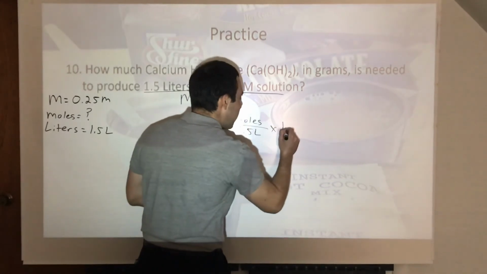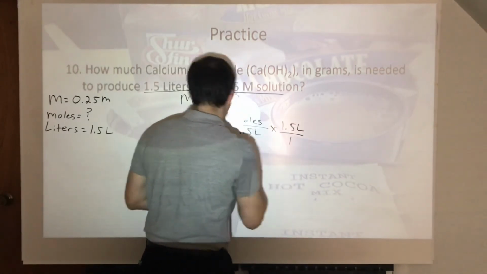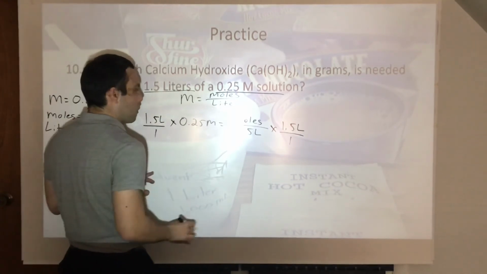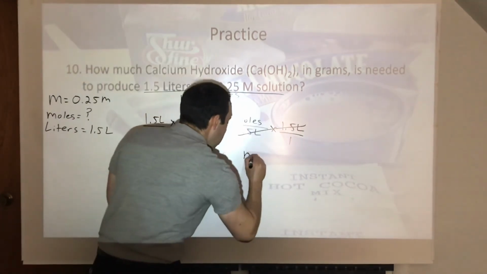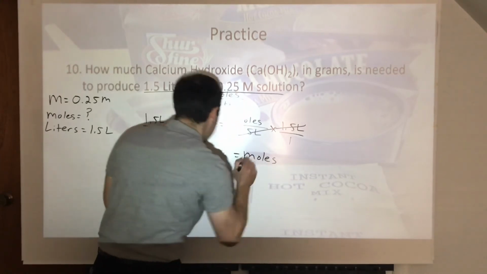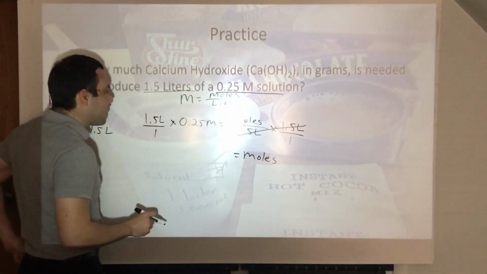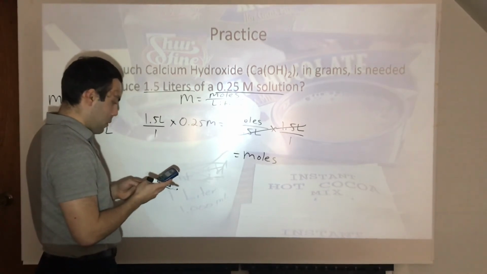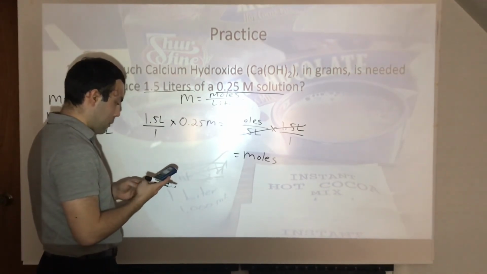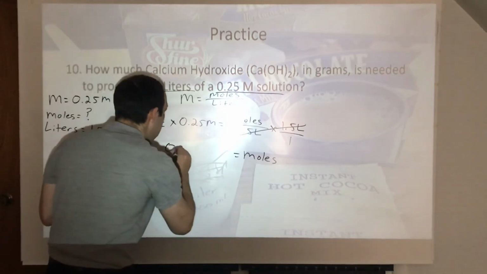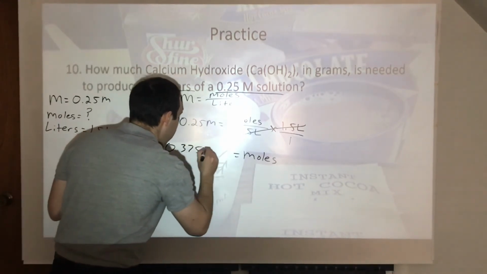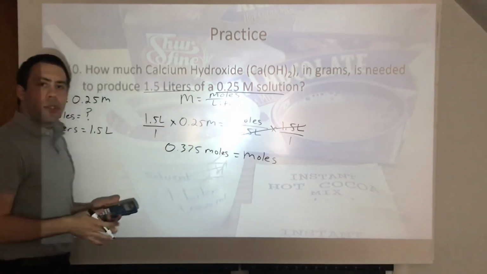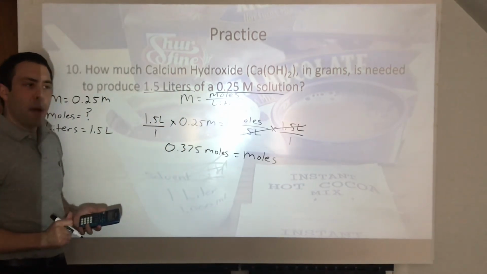We multiply both sides by 1.5 liters over 1. This cancels out. We're left with 1.5 times 0.25. That gives us 0.375 moles. We'll do significant figures at the very end of the problem.